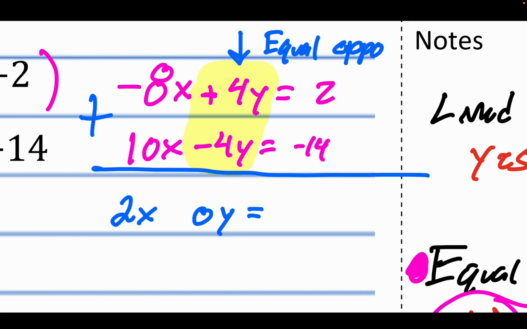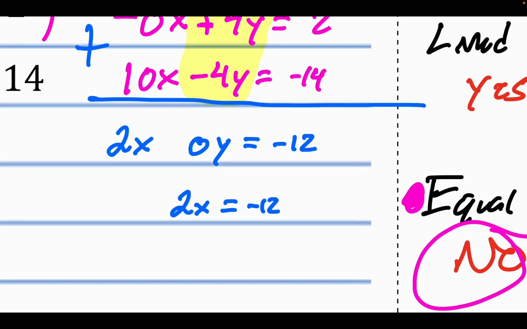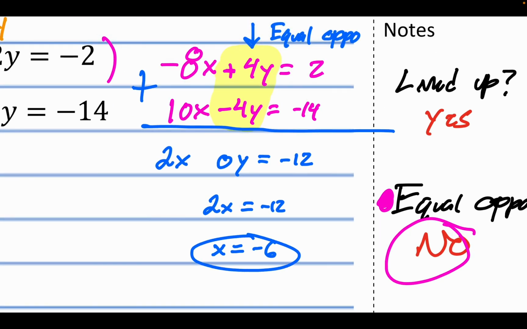Let's finish out this step of the process. 2 plus negative 14 is negative 12. Clean up the equation. 2x equals negative 12. So x is negative 6.